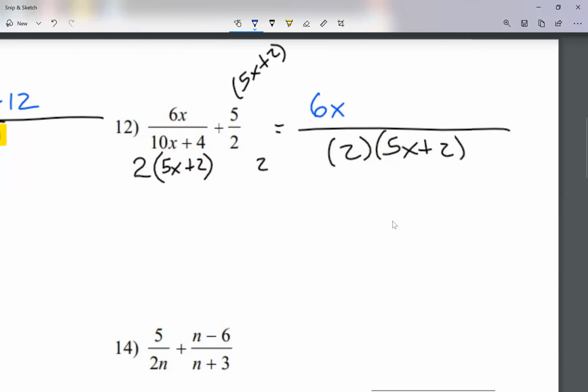I'm not doing anything to the 6x. There's a plus in between my fractions, so that's a good thing. I don't have to deal with the negative like I did in number 11. But what I'm going to do, I have to multiply this to parentheses. I distribute the number by itself. So in this case, the 5, I distribute to the other parentheses. So when I distribute the other parentheses, that gives me plus 25x plus 10.